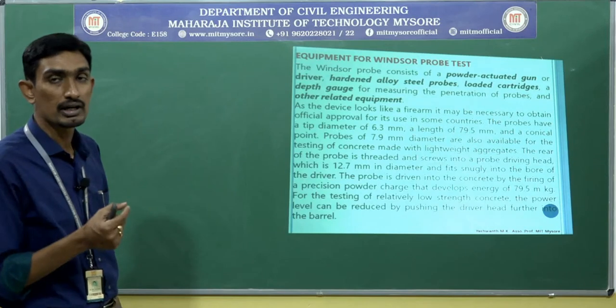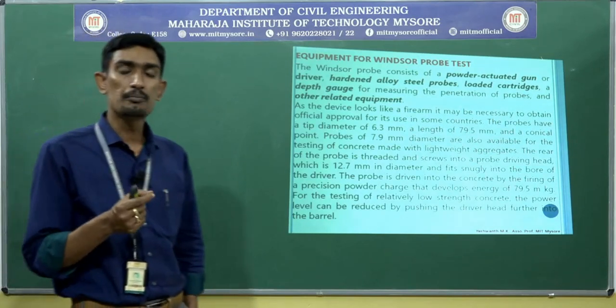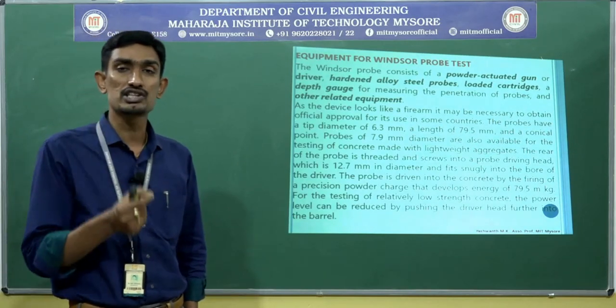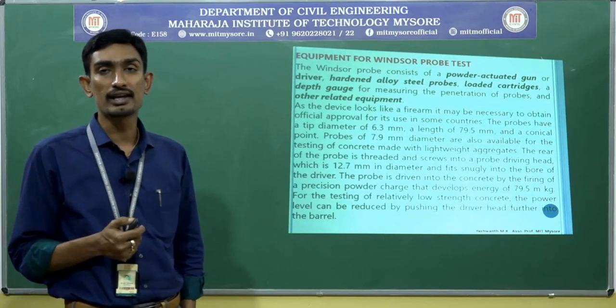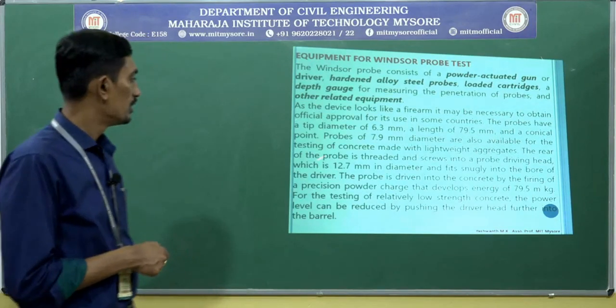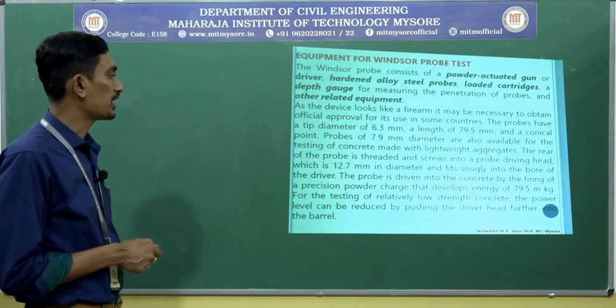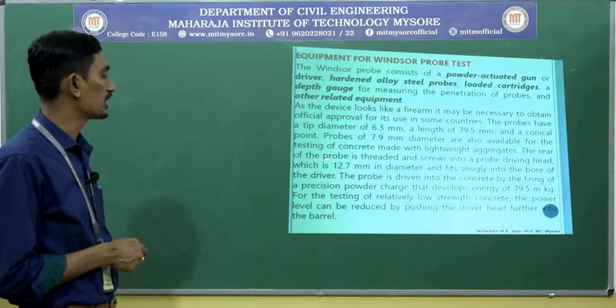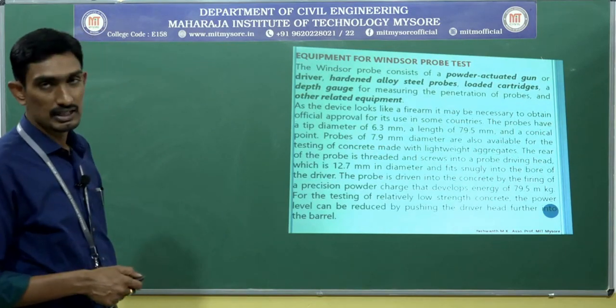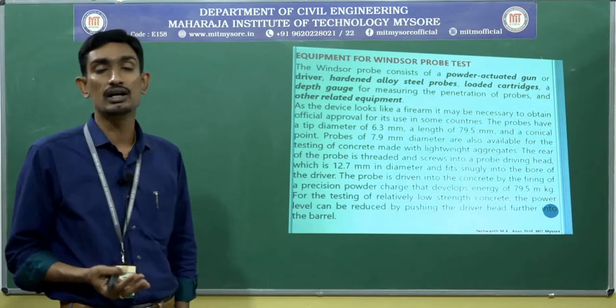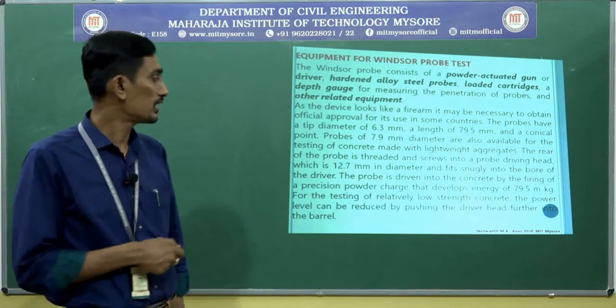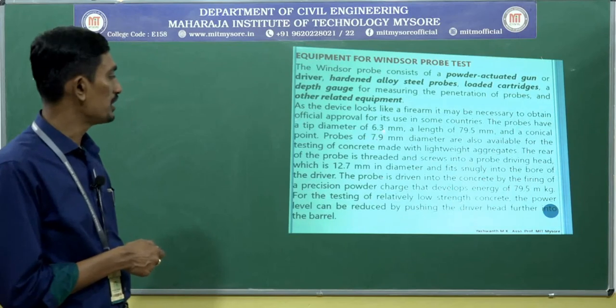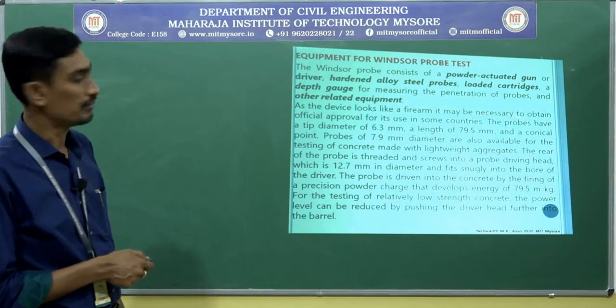Why will that conical point be there? It is there for easy penetration inside the reinforced concrete member. Next, probes of 7.9 mm are also available for testing concrete made with lightweight aggregate. For example, we can also use it for lightweight aggregate concrete. For that, the probe diameter will be 7.9 mm instead of 6.3 mm.